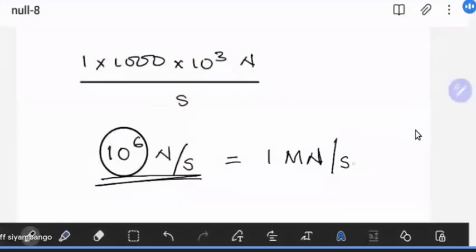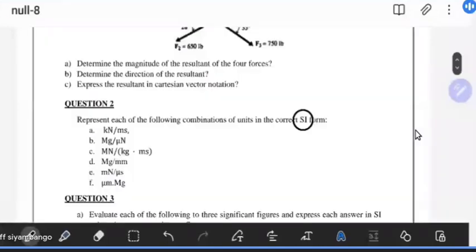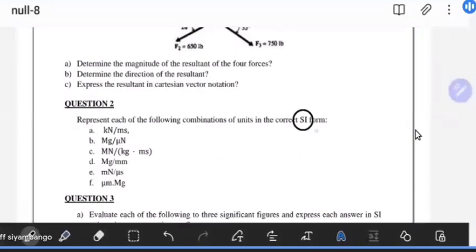But the question is, is this still SI? That's the question, because the question is saying, write them in the correct SI form. And what is SI for kilonewtons? It's the newton. What is SI for milli? It's the second. So I want to present it so that we have the newton and the second. Did you get that?